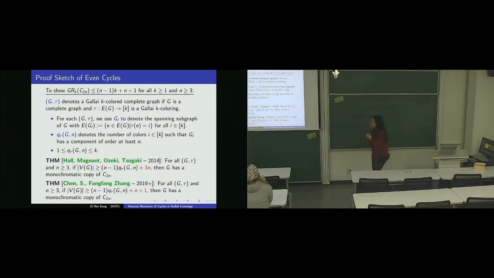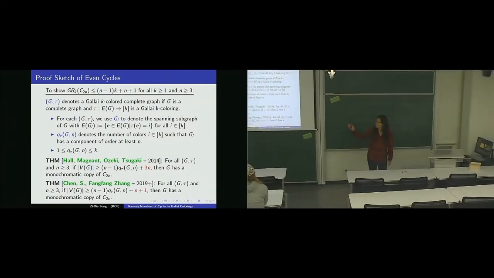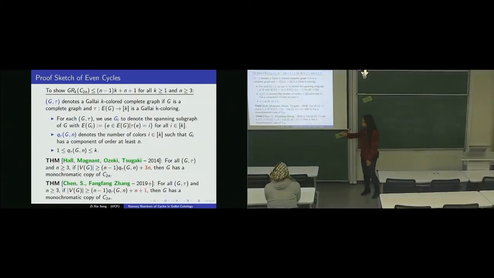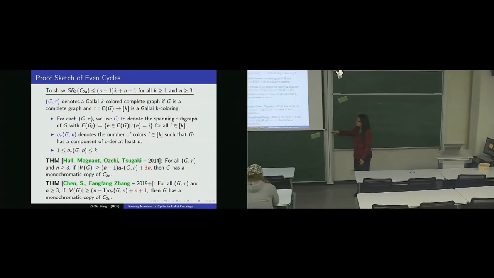With this notation, if you can prove this stronger version, then you get the Gallai-Ramsey number of even cycles, because this is at most k, and (n minus 1) times k plus n plus 1 is exactly the lower bound I had. Then I'm done for even cycles. Now I want to show you, if this is true, how you prove it for all the cycles. We used this one for our other cycles.